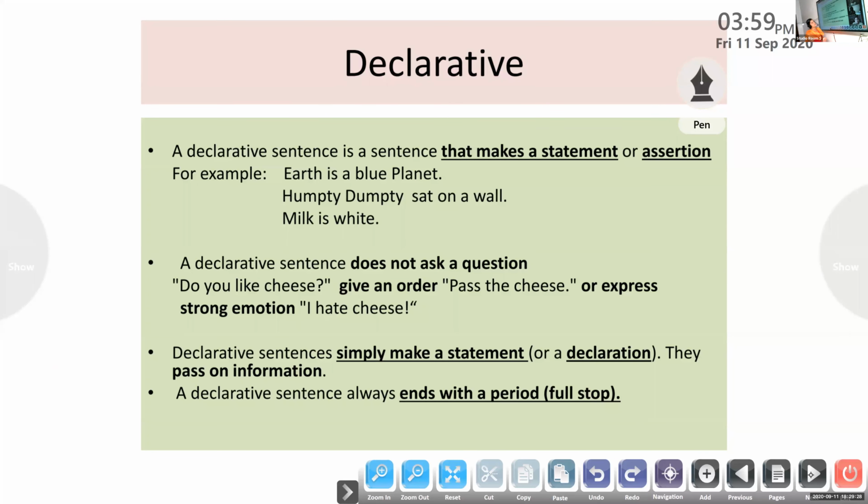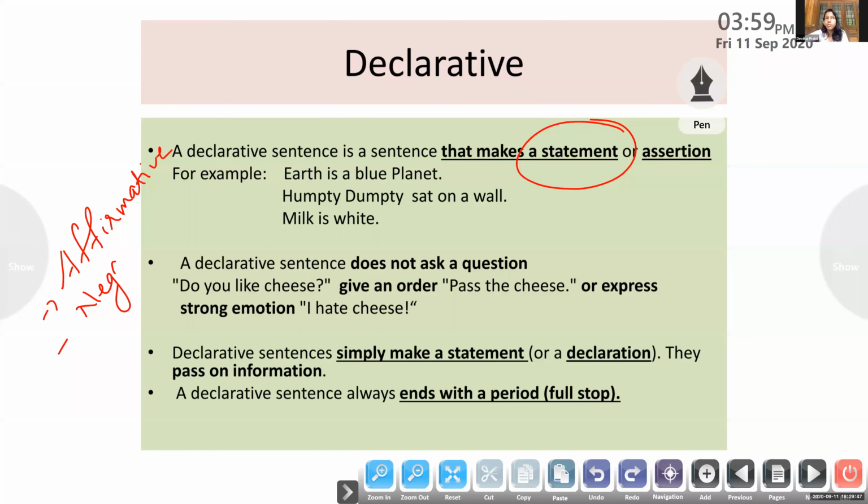Okay, now we'll explain the declarative sentence once again. Declarative sentences are statement sentences or assertive sentences, and we have two types: affirmative, which is also called positive, and negative. How to make a negative declarative? It is easy, by adding not.